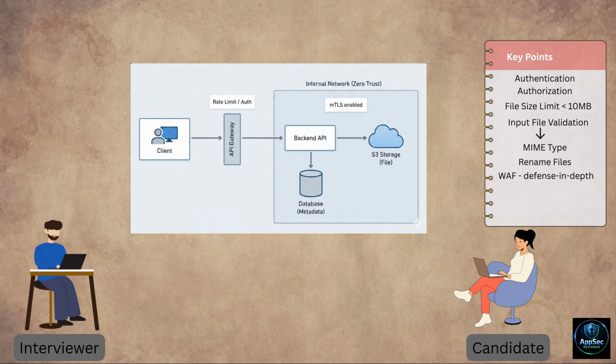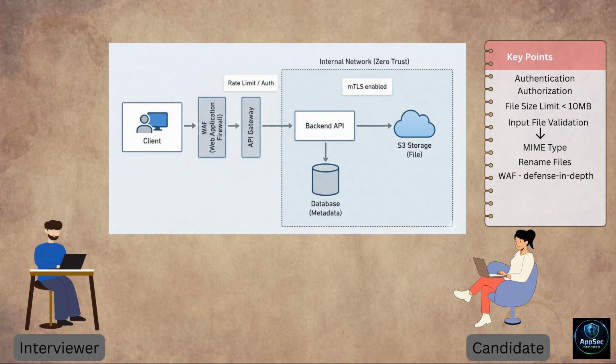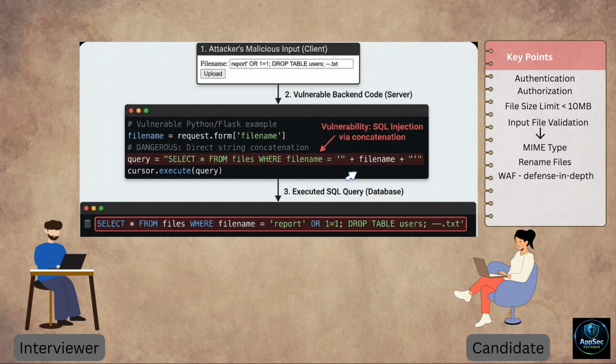You shared about web application firewall. Will it come before API gateway or after? A web application firewall typically sits before the API gateway or load balancer. Okay, you mentioned a database for metadata. How could that DB be vulnerable to an SQL injection in this specific design?